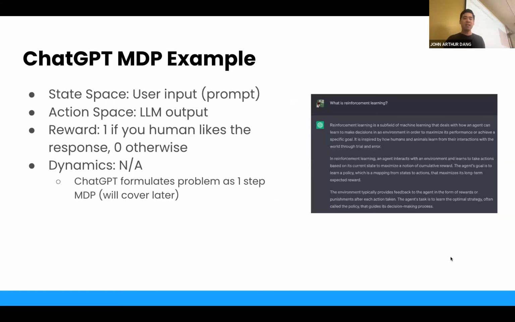So no simulator here. And then I'll talk about how this is done later with ChatGPT, but your state space would be something like your user input. Your action space would be the large language model output. Your reward might be something like 1 if the human likes the response and 0 otherwise. And here, the way they formulate it is a little bit surprising, but the way ChatGPT does it is they formulate it as a one-step Markov decision process. So it actually restarts the environment, even though you're chatting back and forth. The way they do it internally is they treat it as one time step.